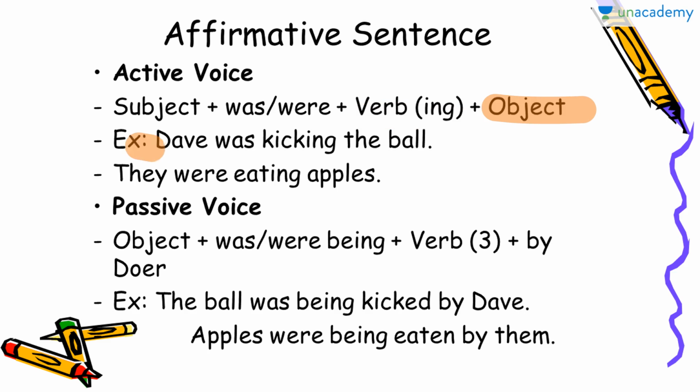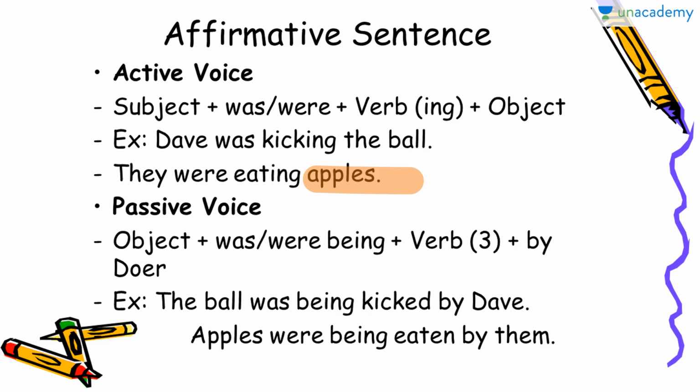For example, Dave was kicking the ball. This was an activity that happened in the past, a process that happened in the past. Dave is the one who is doing the action. Was, because Dave is a singular noun. Then kicking is the ing form of kick. What is kicking? That ball. So it becomes the object. They were eating apples. Now, they is a group of people who are doing something and it is plural, that is why were. Then eating, the ing form of eat, and then apples.